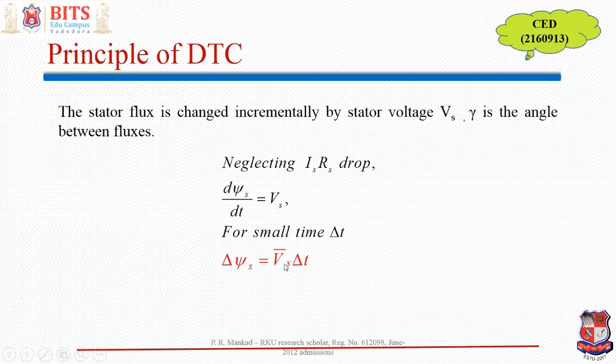So by selecting a proper value of Vs for a small interval delta t, I can change the value of psi s. That is, I can increment, decrement, change magnitude, change angle. Now, how can I do it? That is what we are going to see. This is the formula in red which we are supposed to understand. You can change stator flux by selecting a proper voltage vector for a fixed interval of time delta t.